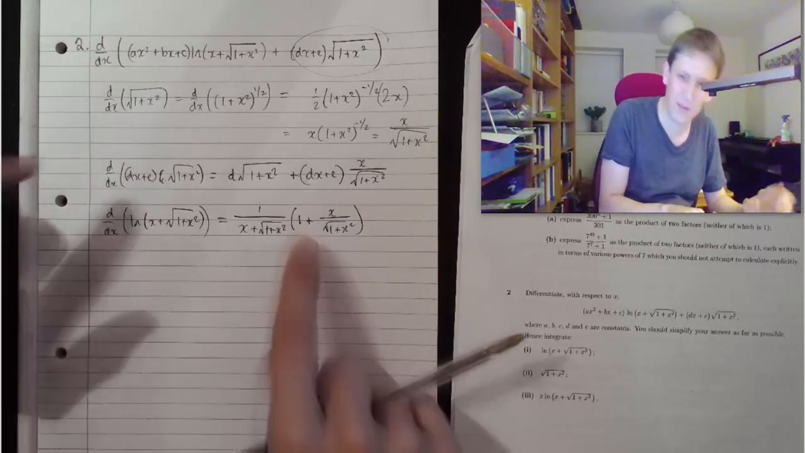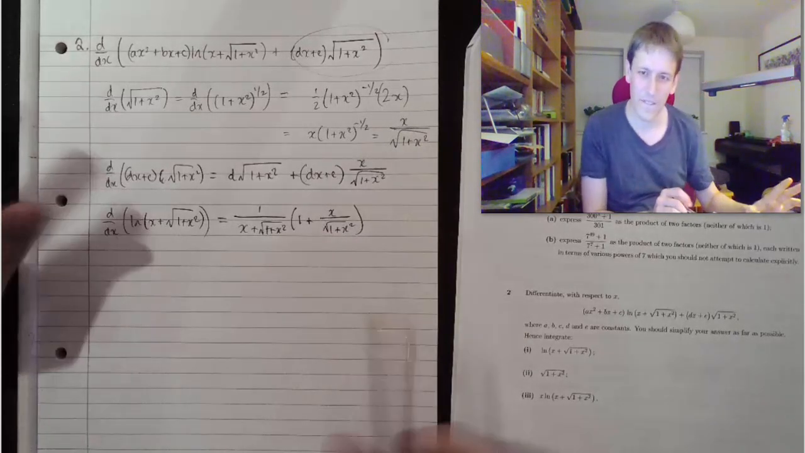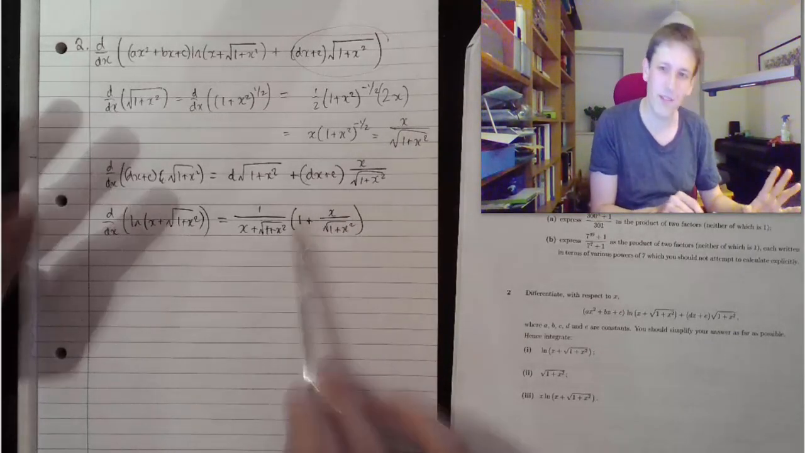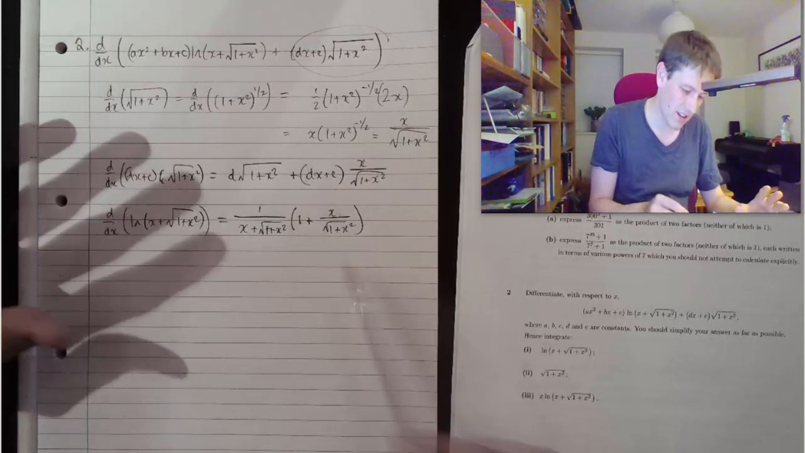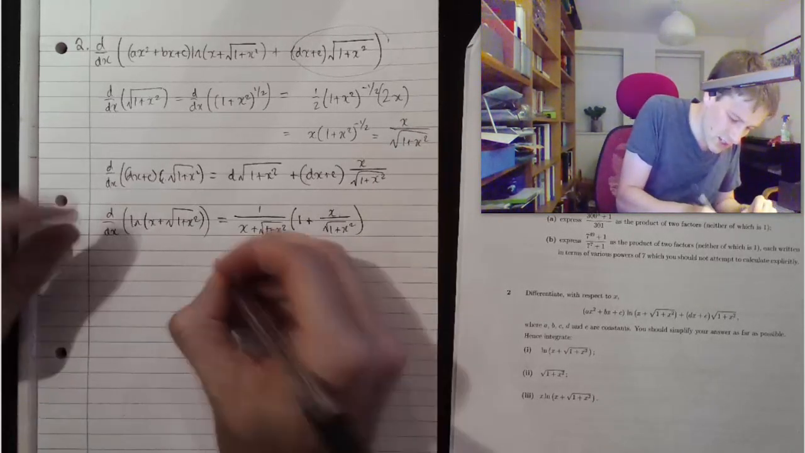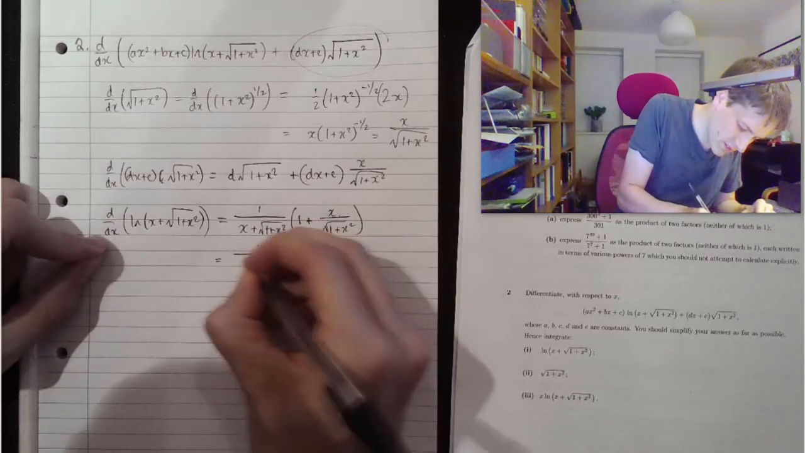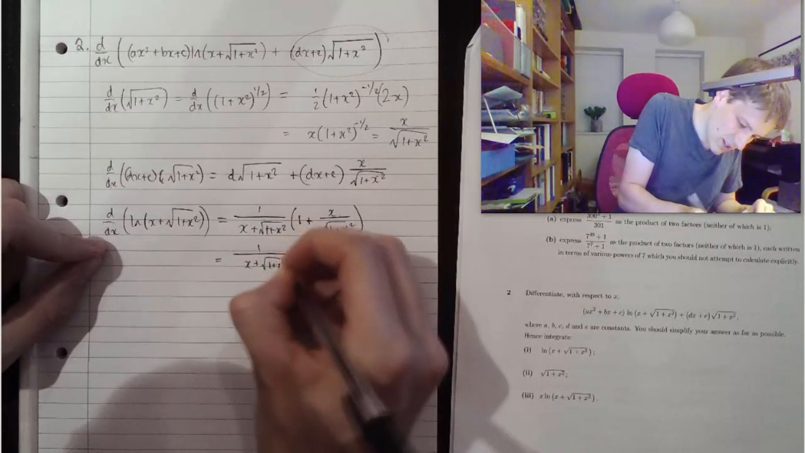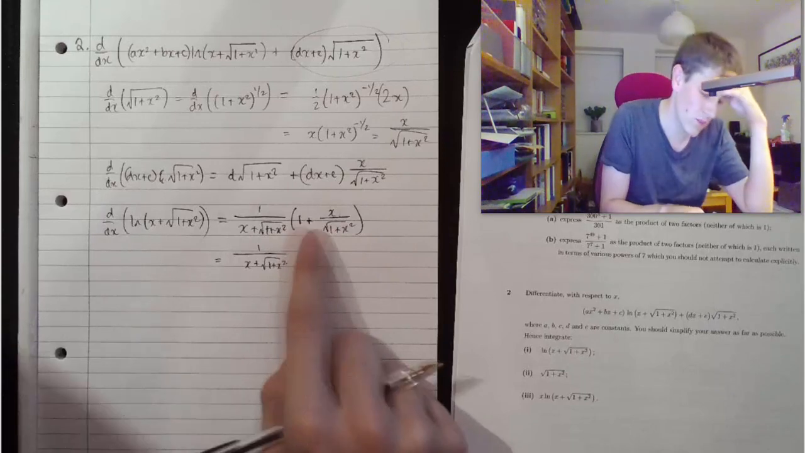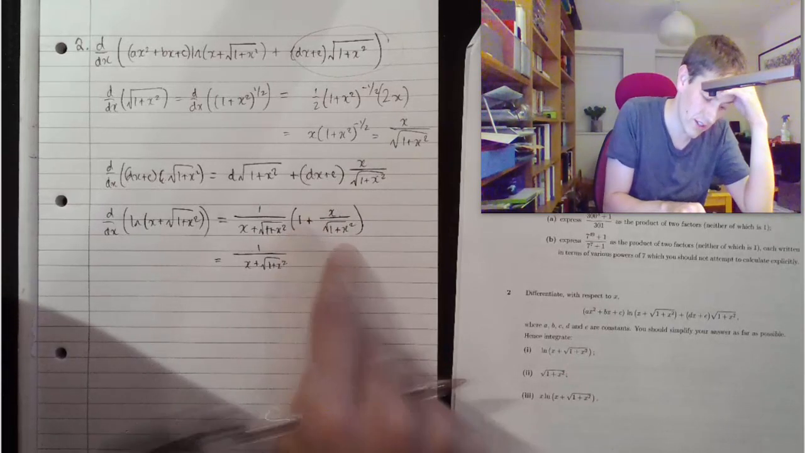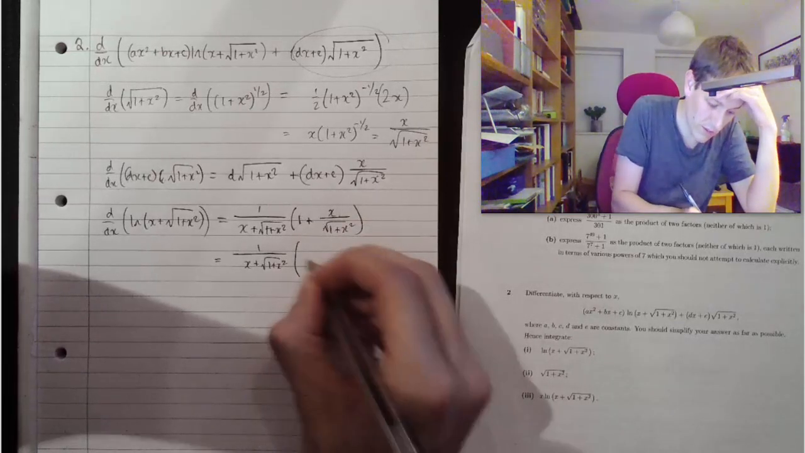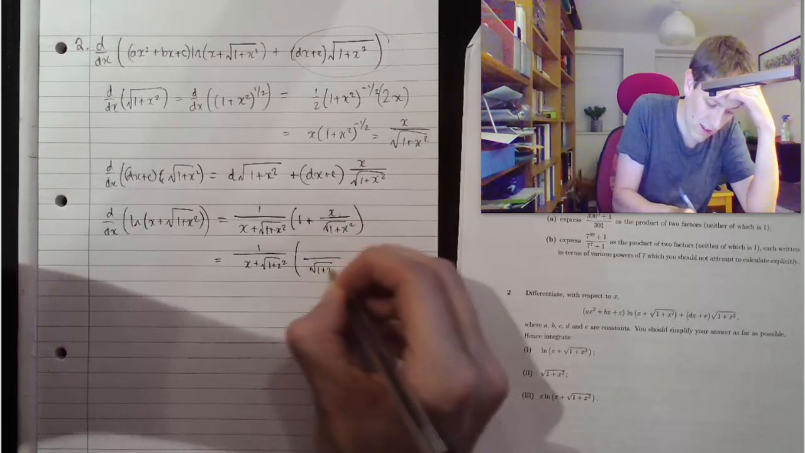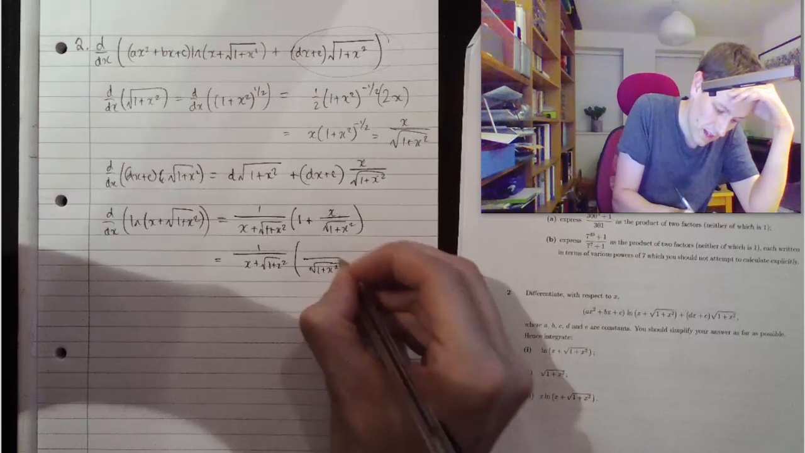I think I'm going to try and simplify this just a little bit, because you might see that this bracket here is going to combine quite neatly. So let's just do the obvious things in terms of simplifying this. Here I've got something kind of awkward. I'm going to put this all over a common denominator of the square root of 1 plus x squared, and you'll see what happens then.